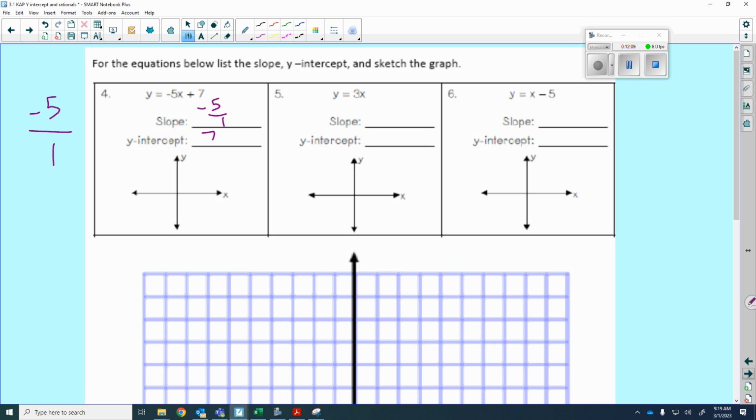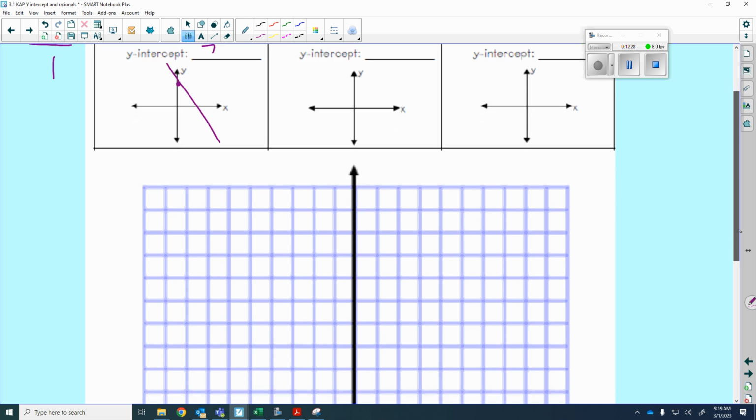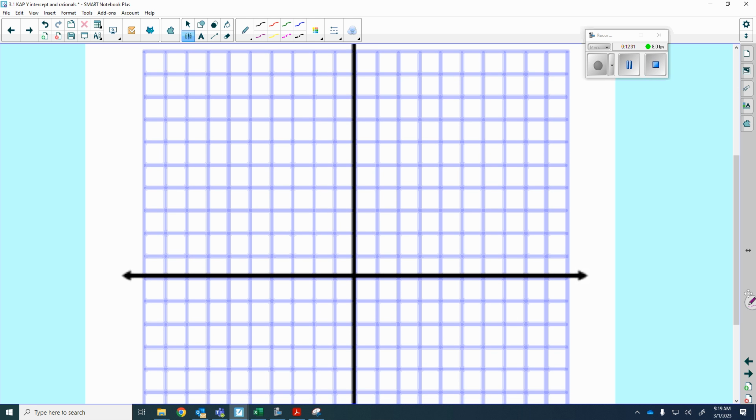7. So this is for you to just make a little sketch of what it's supposed to look like. I would sketch the y-intercept somewhere up here. And then what's going to happen? It's going to go down. Good. It's just a sketch. It's not perfect. Negative going down. Now we're going to come down here to the real graph and actually do it. So it was a y-intercept of 7. Put a dot. Now we're going to go -5 and over 1.